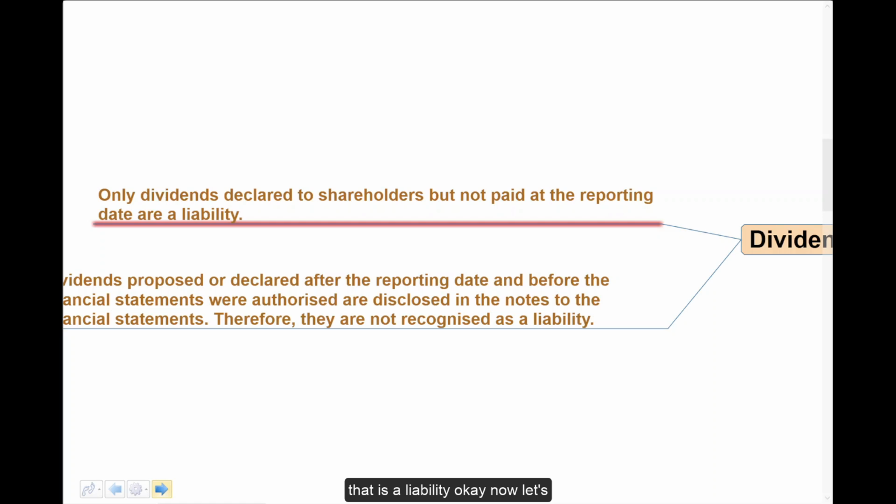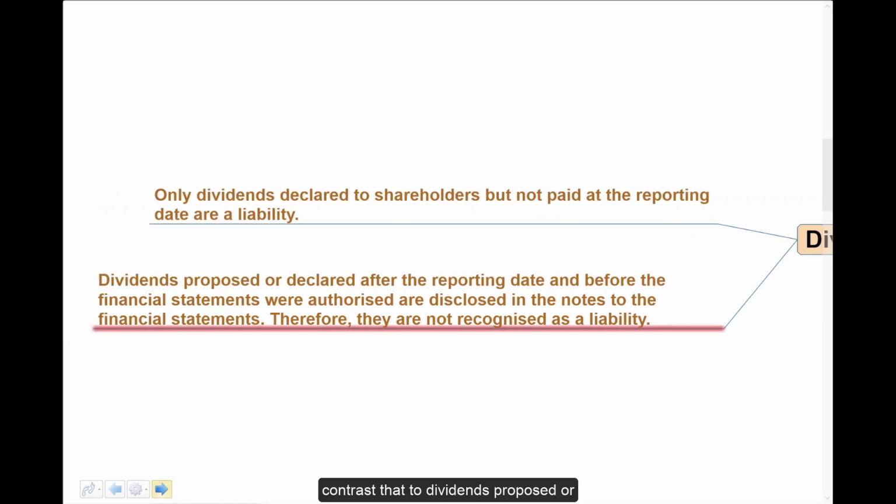Okay? Now, let's contrast that to dividends proposed or declared after the reporting date, but before the financial statements were authorized, are just disclosed in the notes. So you'll remember from the other side of the mind map, we have that time window, don't we? From the reporting date through to the authorization date. So it seems to me what we've got here in the second branch is dividends proposed or declared in that window. Now, they are not recognized as a liability because they're not. They're just disclosed. In other words, the details are disclosed.